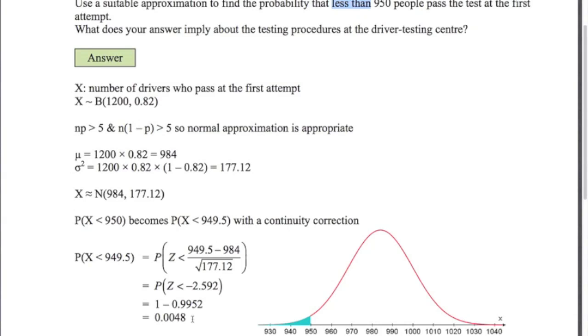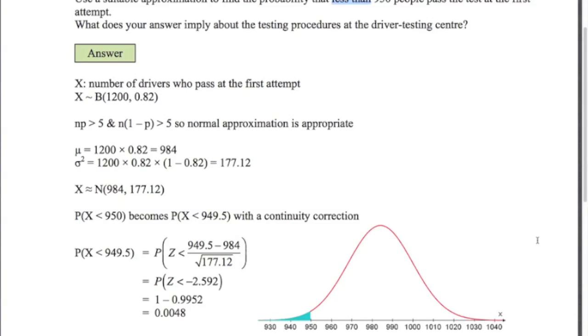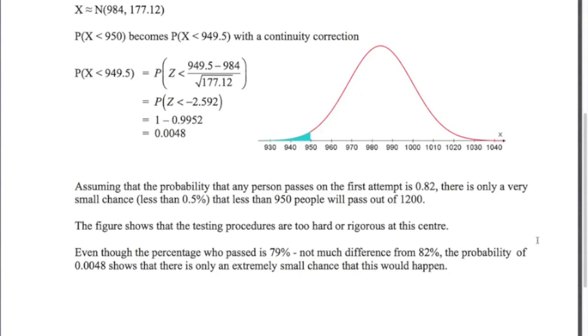And I hope that makes sense. Only a 0.5% chance that you'd have 950 or below at this testing centre. That's enough evidence for a statistician to say, well, it looks like the testing procedures are too hard, because the number of people passing on the first attempt is way lower than what it should be. So here's how I've written that up. Even though their percentage was 79%, not too much lower, the statistics that we've done here have shown that it's low enough. In fact, it's very, very unlikely that you would get a value that low for a particular testing centre.